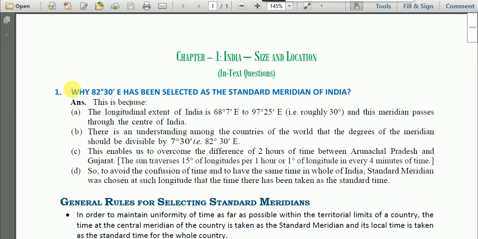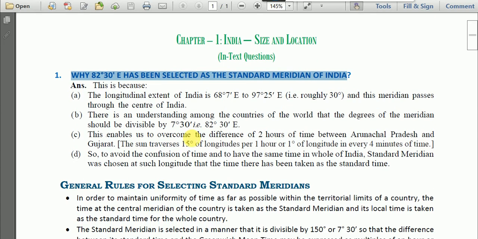See, the first question is: why has 82 degree 30-minute east been selected as the standard meridian of India? You know, the standard meridian is the line of longitude from which the standard time of a country is determined. Here we have the answer, and in the meantime let me explain it.